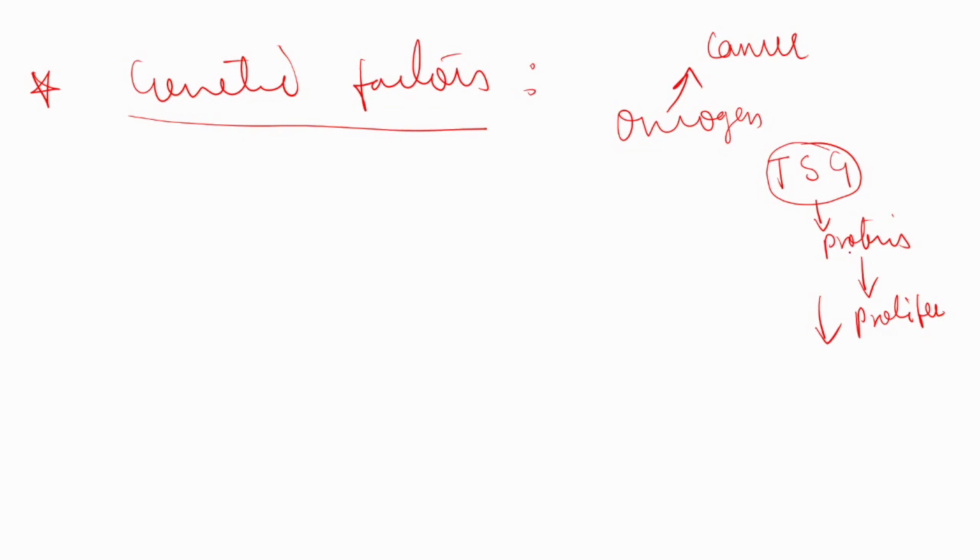Tumor suppressor proteins. Mainly in females, there is one very important tumor suppressor gene which is called TP53. We call it P53. This is an important tumor suppressor gene. Along with this, we have BRCA1 and BRCA2.